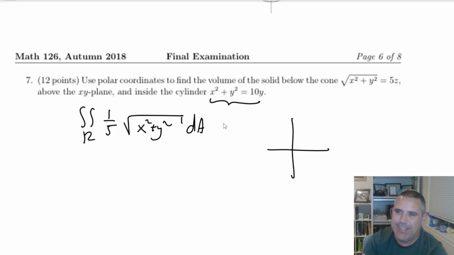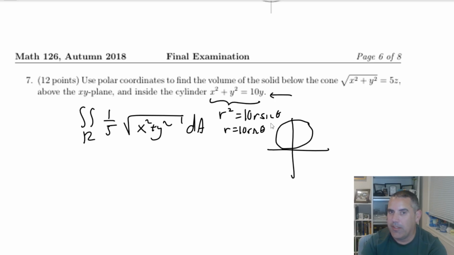Oh, what is that? Oh, I think that's a circle not centered at the origin. If I converted it to polar, I'm going to get this, and so I'm going to get r equals 10 sine of theta. Oh, that's one of these circles that's up here. You could plot some points to see it, or you could just complete the square and find out that's what it is. We're integrating over that.